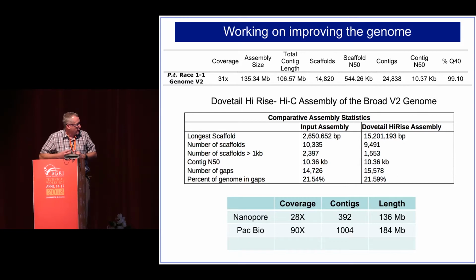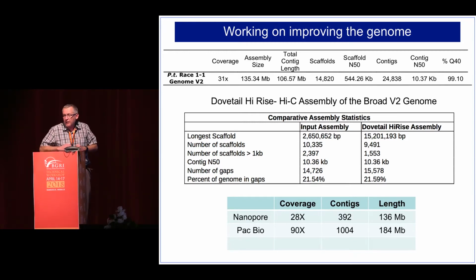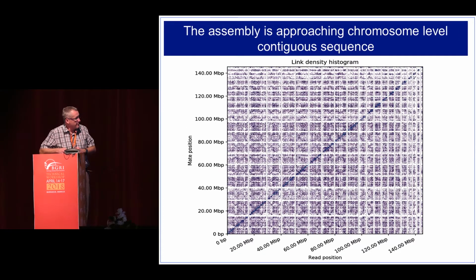So we've also done with Goose Baccarin, we just got 90x coverage of PacBio. Our first assembly on it is 1,004 contigs, and it looks like we're starting to pull out some of the haplotypes as the genome size is a little bit bigger. We're working on using Falcon and Unzip to finish that contig. So what does this mean?